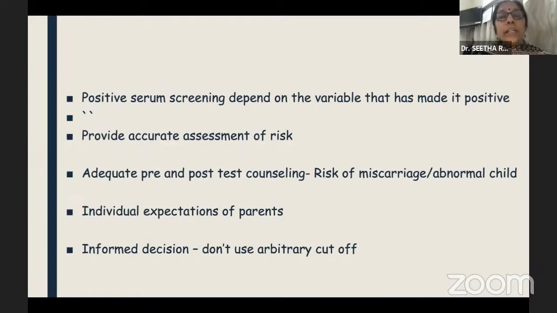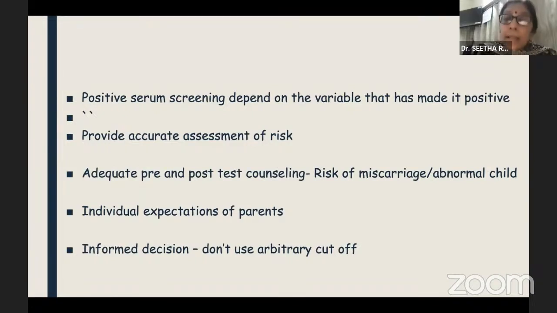So any positive screening test depends on the variable that has made it positive. Our duty to the patient is to provide an accurate assessment of risk for any condition that we might be screening using the biochemical markers. And that is why it is important to have adequate pre and post test counseling, because for every individual, every parent, the expectations are different, and we are not the ones to decide for them.